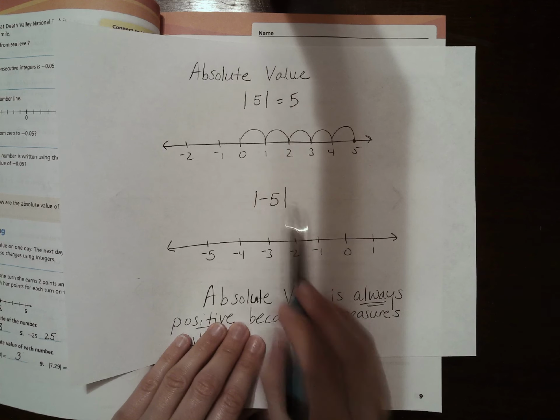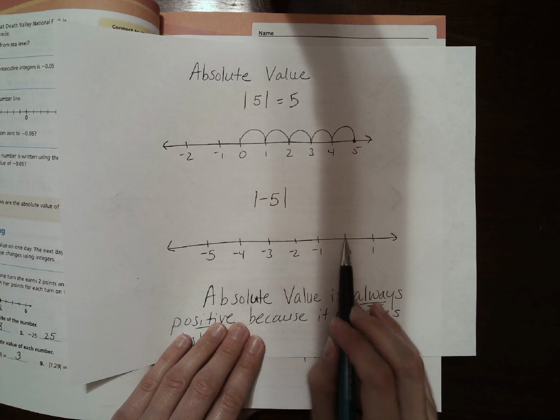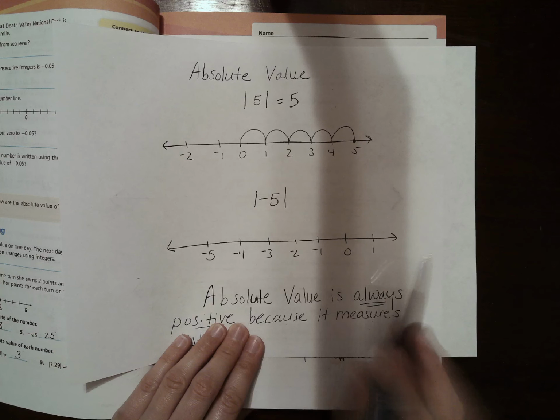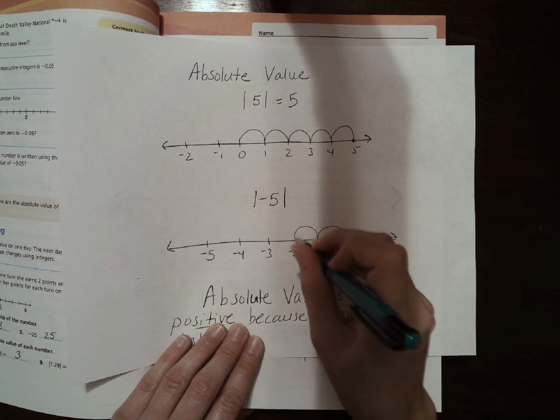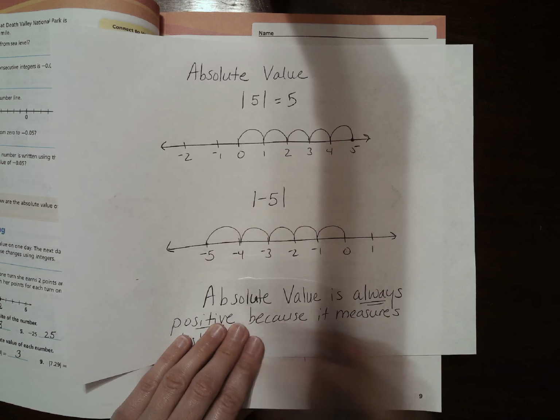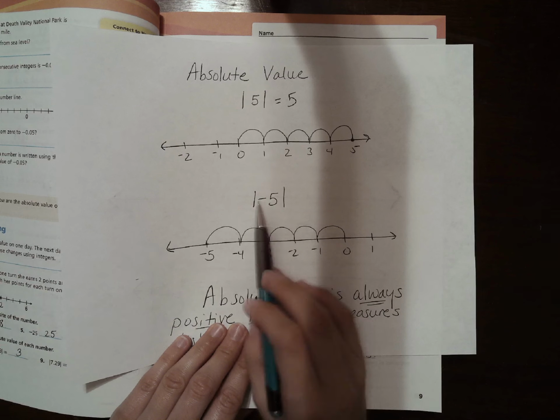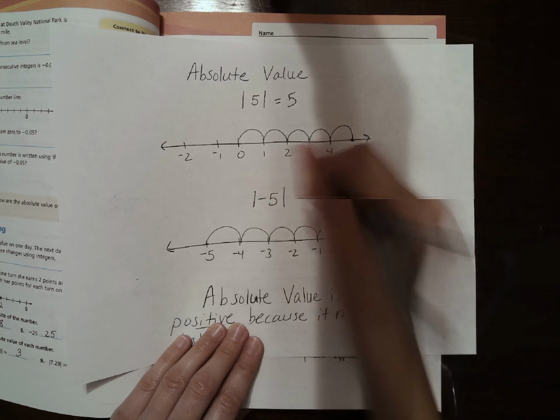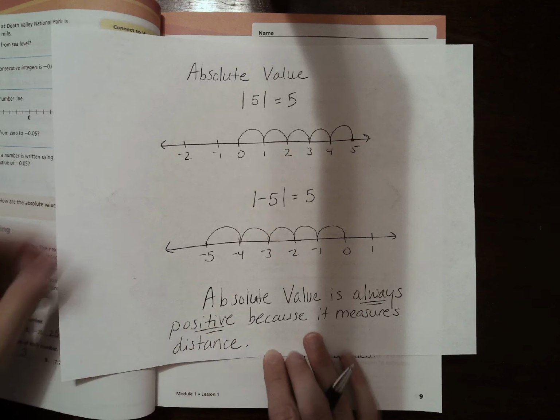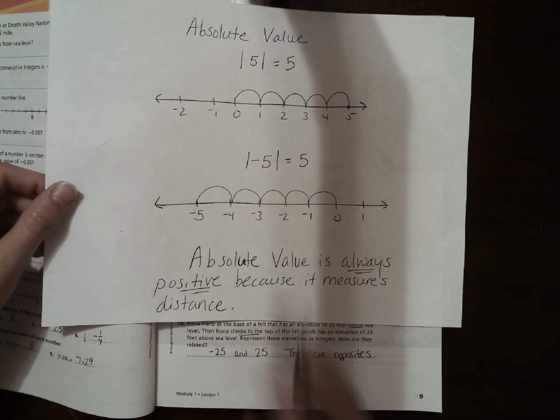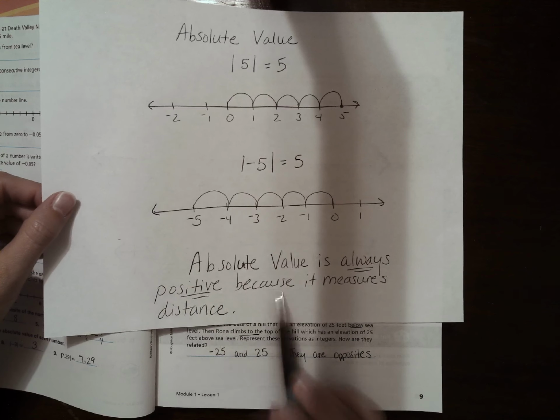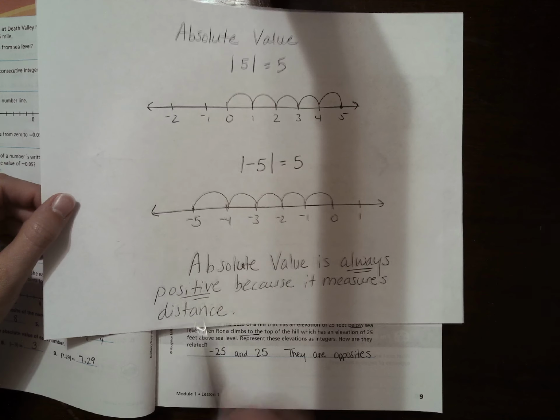The absolute value of negative 5. We're going to start at 0, and we're going to find the distance that negative 5 is away from 0. 1, 2, 3, 4, 5. So it looks like negative 5 is 5 units away from 0 as well. So the absolute value of negative 5 is 5. Absolute value is always positive because it measures distance.